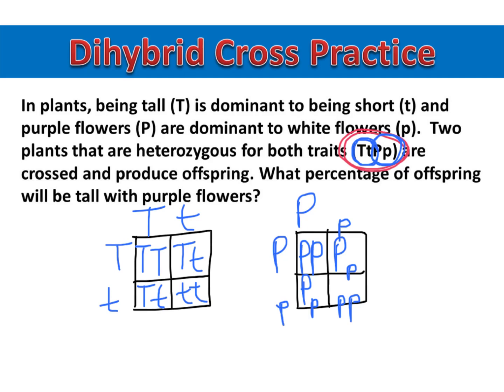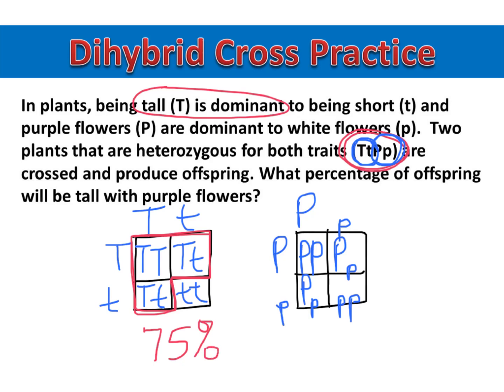Well, being tall is the dominant allele. Since these three boxes represent offspring that get the dominant allele, those three boxes represent offspring that will be tall, because both homozygous dominant and heterozygous offspring will be tall. So 3 boxes is 75%.